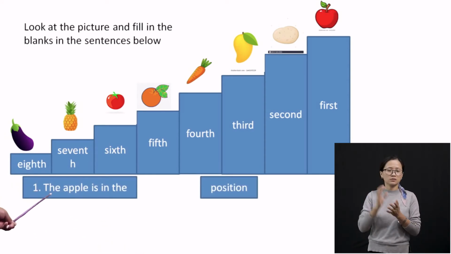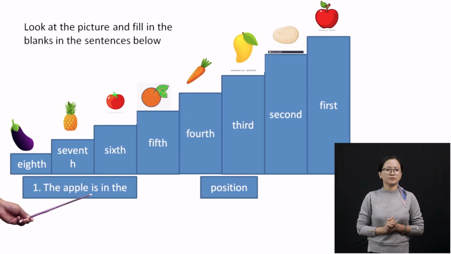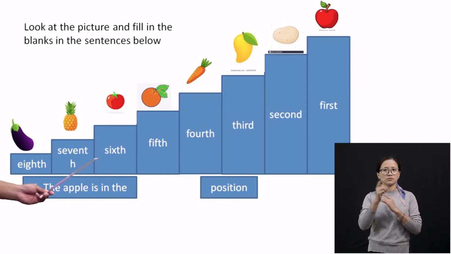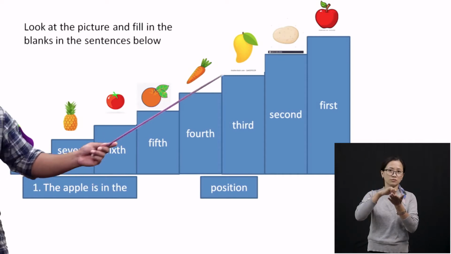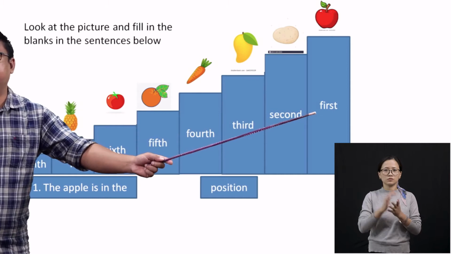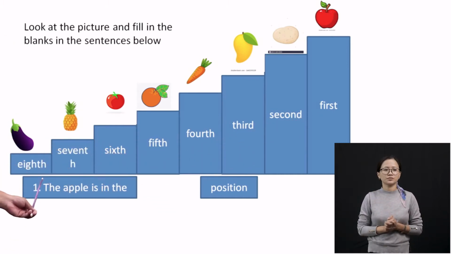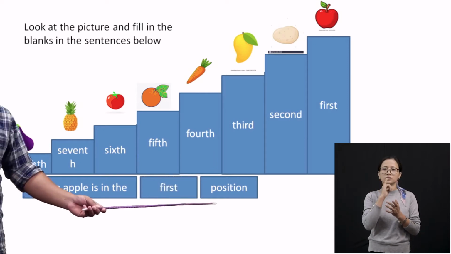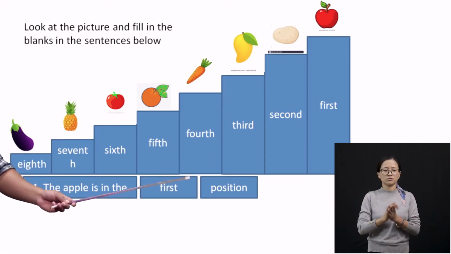Question number 1. The apple is in the dash position. Now, if you look at this picture here, you will find the apple in the first position, right? First position. So, you will read this as, the apple is in the first position. So, you will fill it up in this manner.